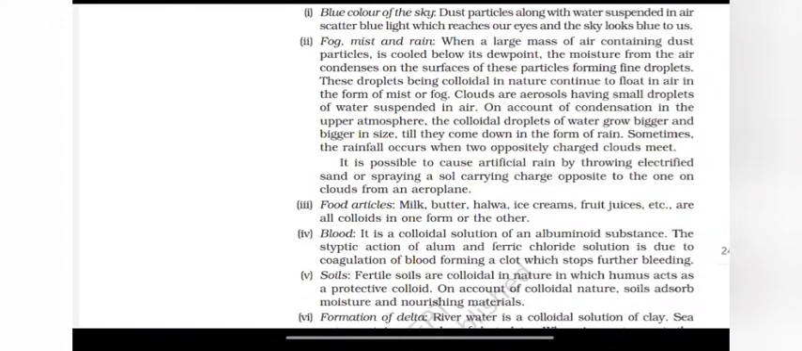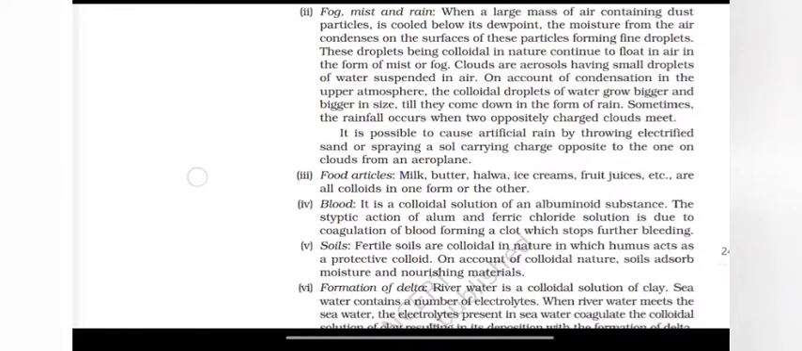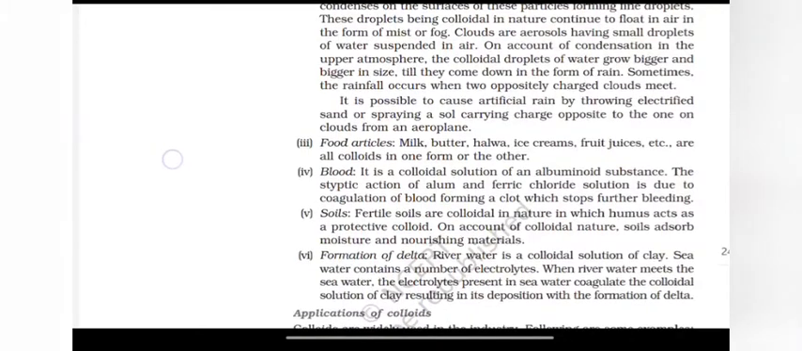Fog, mist and rain. When a large mass of air retaining dust particles is cooled down to dew point, the moisture from the air condenses on the surfaces of these particles, forming fine droplets. These droplets, being colloidal in nature, continue to float in air in the form of mist or fog. Colloids are aerosols having small droplets of water suspended in air. On account of condensation in the upper atmosphere, the colloidal droplets of water grow bigger and bigger in size till they come down in the form of rain. Sometimes rainfall occurs when two oppositely charged clouds meet.